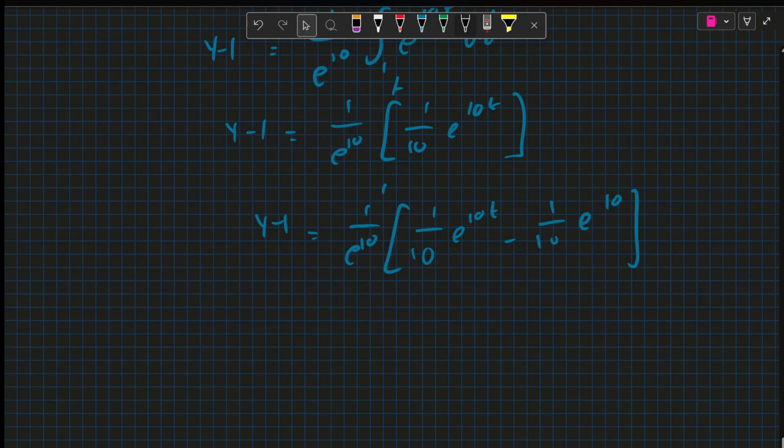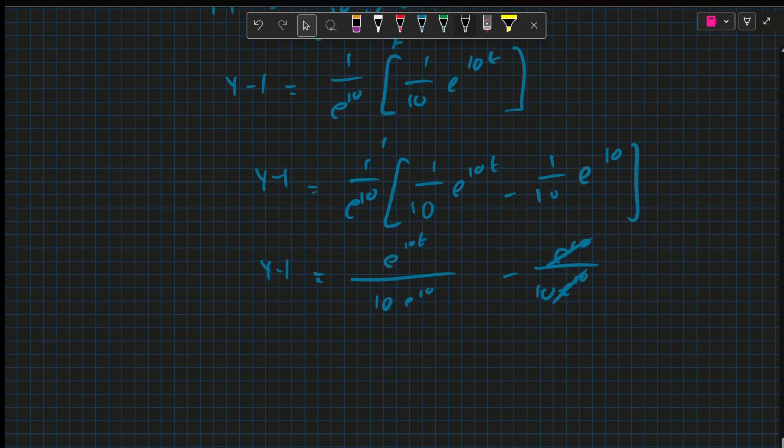So we're going to get some cancellation in here, so I'm going to be very careful what I do. So we get e to the 10t divided by 10 e to the 10 minus e to the 10 divided by 10 e to the 10. So those are going to cancel. So therefore y equals 1 plus e to the 10t divided by 10 e to the 10.